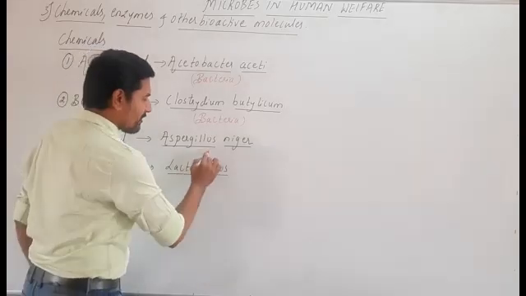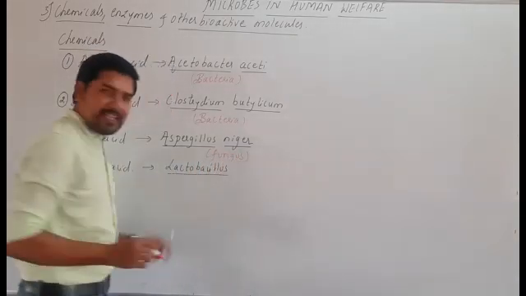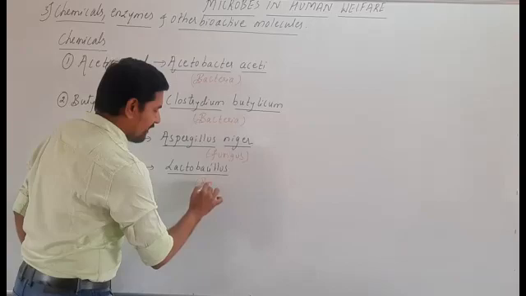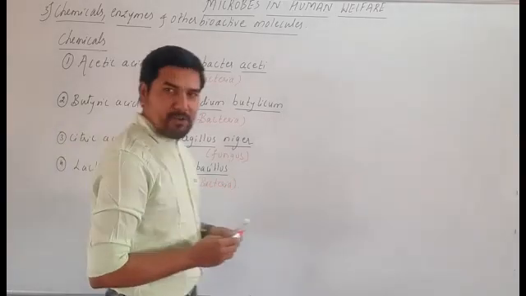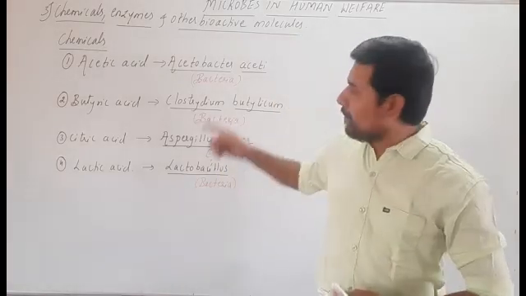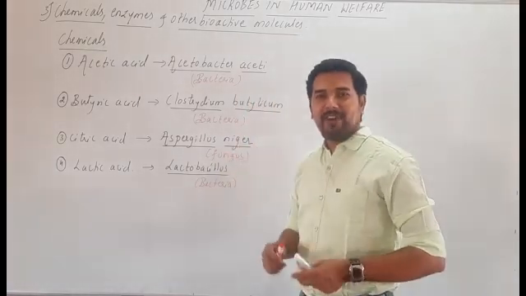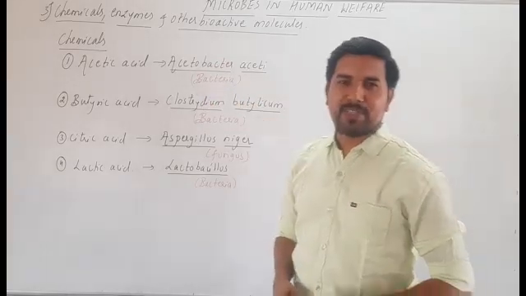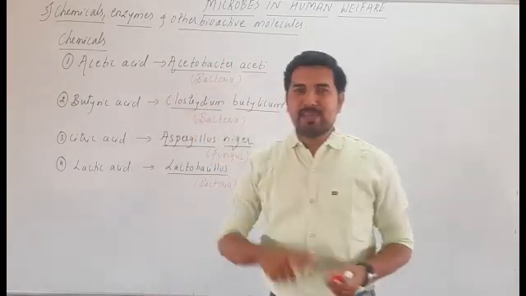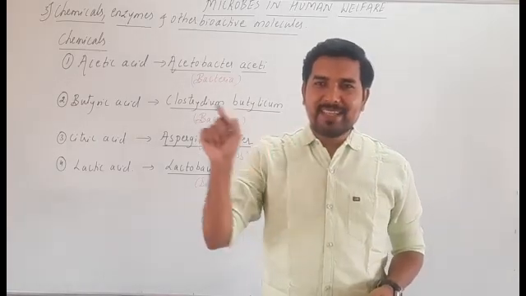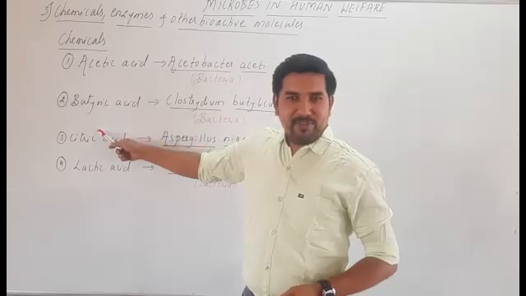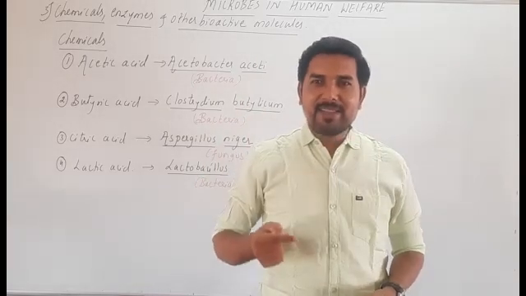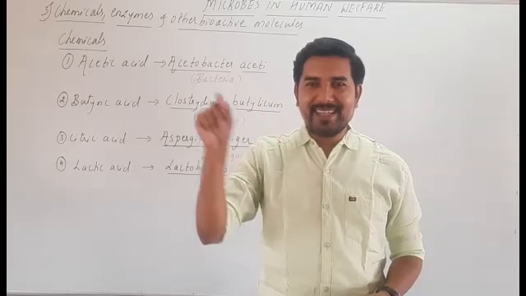Aspergillus niger. This is a fungus. Aspergillus niger is a fungus. Lactobacillus. This is a bacteria. Now, just check out how many of these are bacteria and how many are fungus. Here we have only one fungus and 3 are bacteria. So this is how the chemicals are produced in industries. That's why, in short, we call these chemicals ABCL chemicals. A for acetic acid, B for butyric acid, C is citric acid, L for lactic acid. So remember them in this short form, ABCL chemicals.